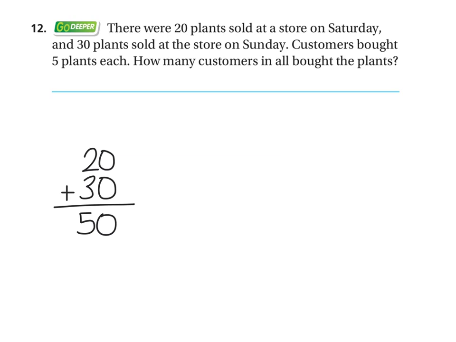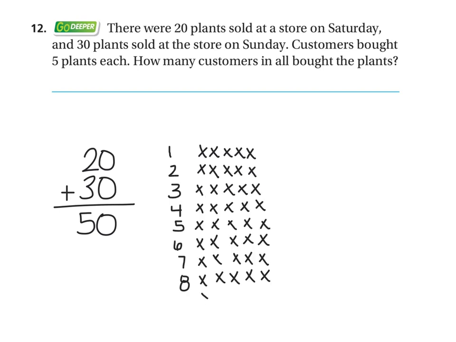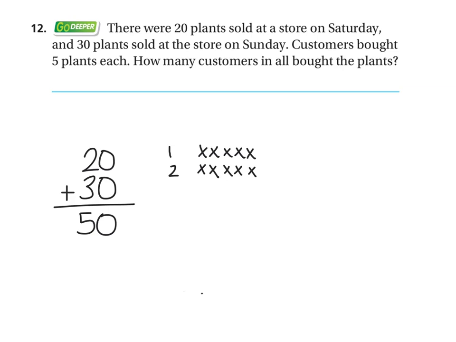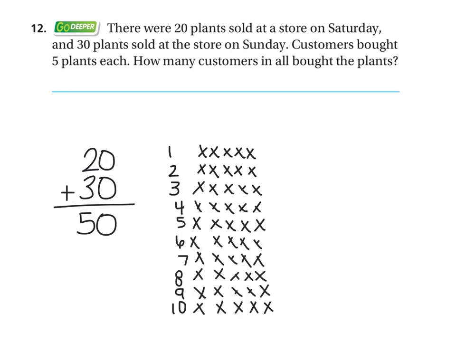So I'm going to begin by drawing X's for plants, and I'm drawing 5 to represent one customer. There's another row of 5 plants that represents 2 customers. I'm at 10. And now I'm going to keep going until I get to 50. When I get to 50, I see that there are 10 customers that bought 5 plants each.